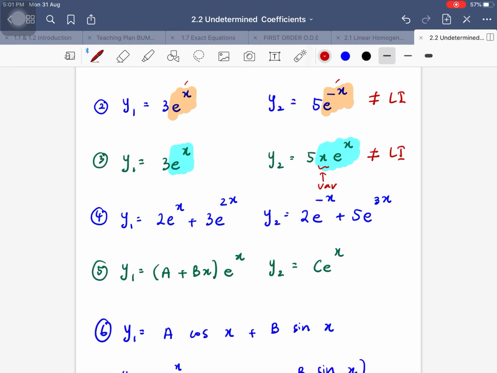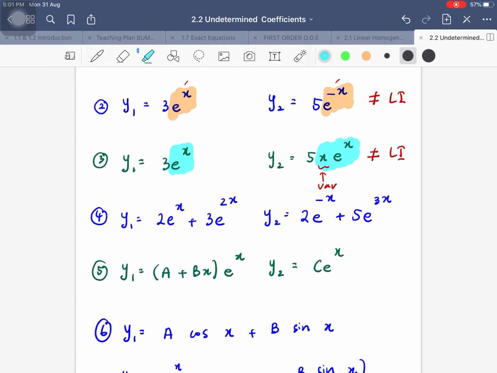For the fourth example, what happened is that instead of having only one term for each of the functions, I have multiple terms. I have 2 of them. So what you have to do is check for each of them. You have to make sure that none of the terms in both functions are the same.